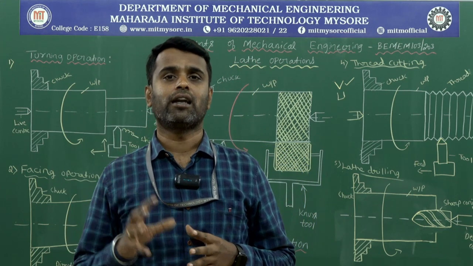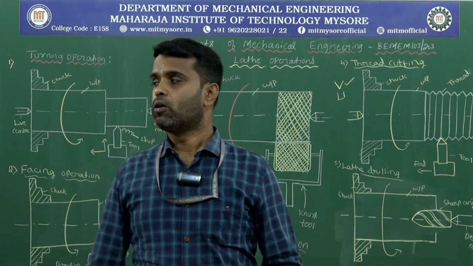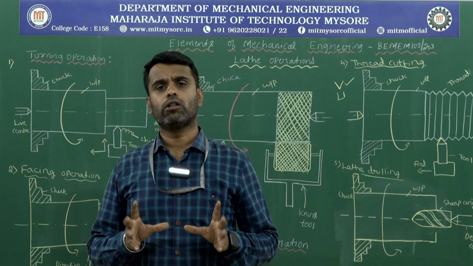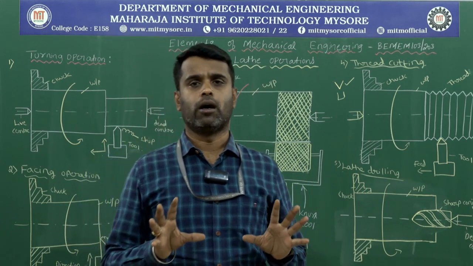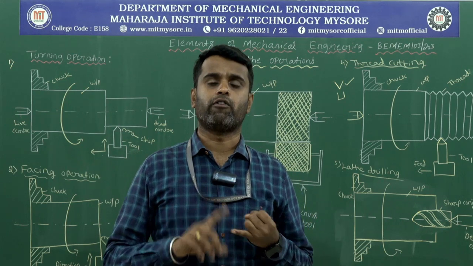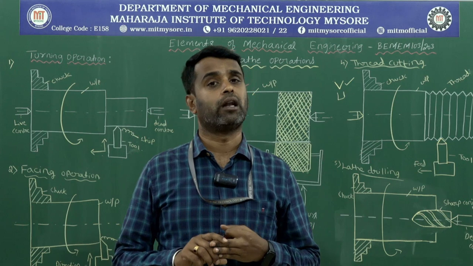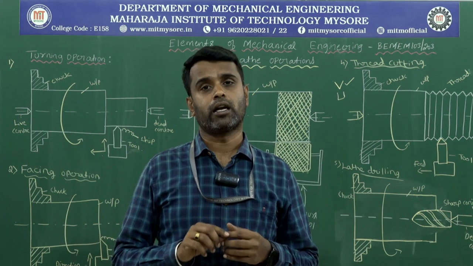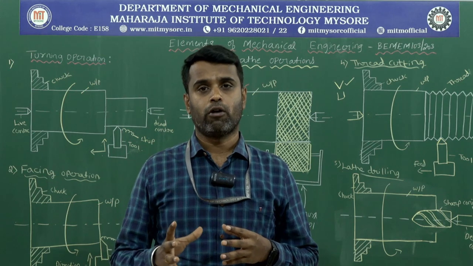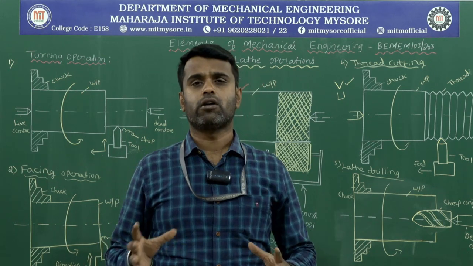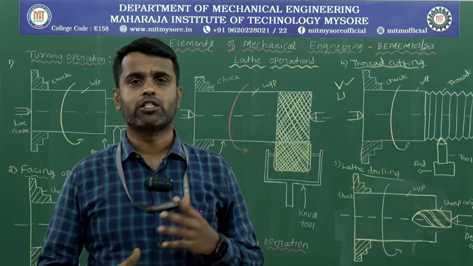So in the lathe, what are all the operations that can be performed? Some of the operations are: we can perform turning operation, facing operation, drilling operation, thread cutting operation, taper turning operation, and knurling operation. These are all the operations that can be performed on the lathe machine. Now let us discuss one by one.